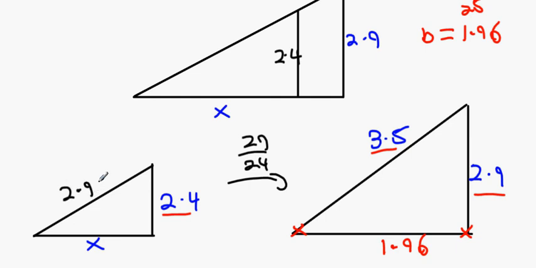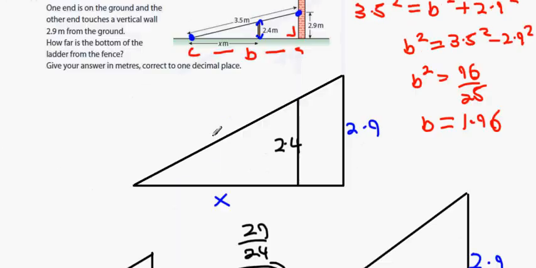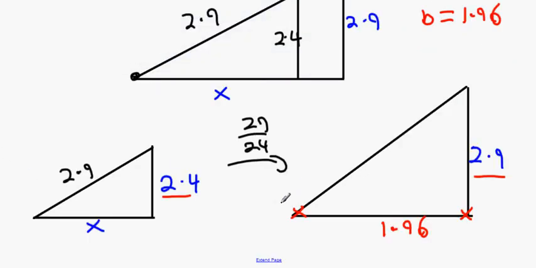Okay, now that we know that's 2.9, we know that the remainder is 3.5 minus 2.9, which would be 0.6. So that's 2.9 from here to here, and from here to here is 0.6. Okay, now that's perfect. Now, to find out what x is, 1.96 becomes, we're going to divide 1.96 by 29 over 24 to find out what x is, okay?